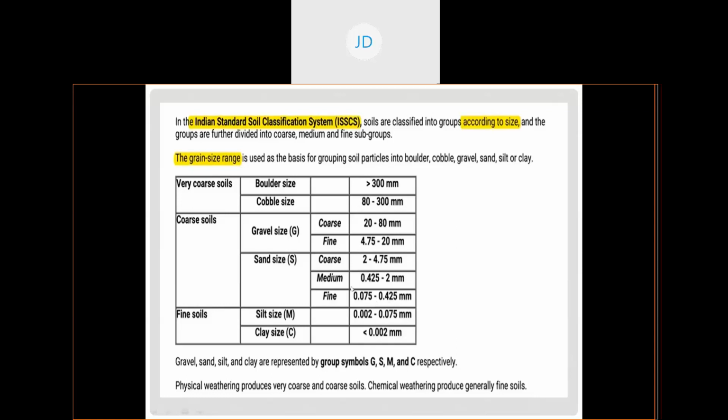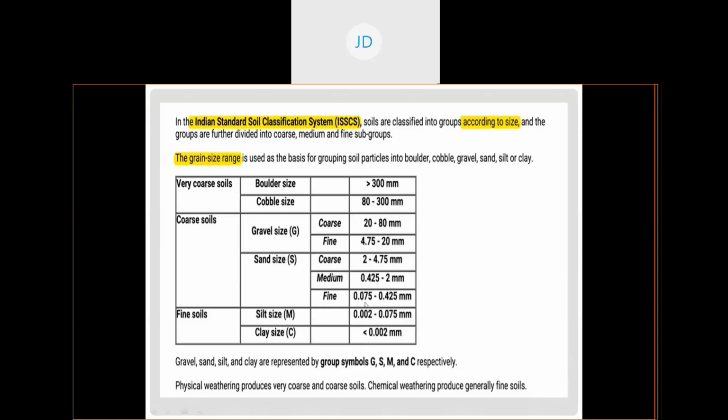Before that, I'm just going to find out the overall size of sandy soil. It ranges from 0.075 to a maximum of 4.75, isn't it? That means from 0.075 millimeter to 4.75 millimeter, these soils are categorized as sandy soil or sand. Now, sandy soil is classified under three different types based on intermediate size.